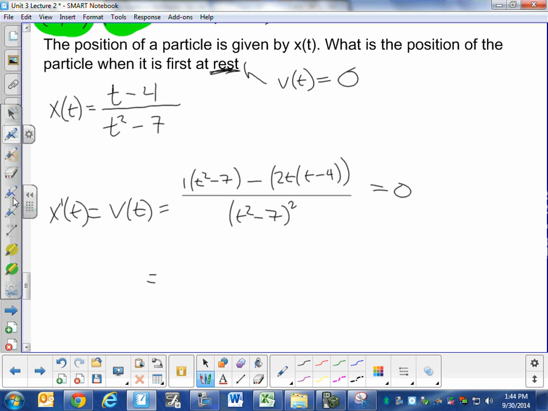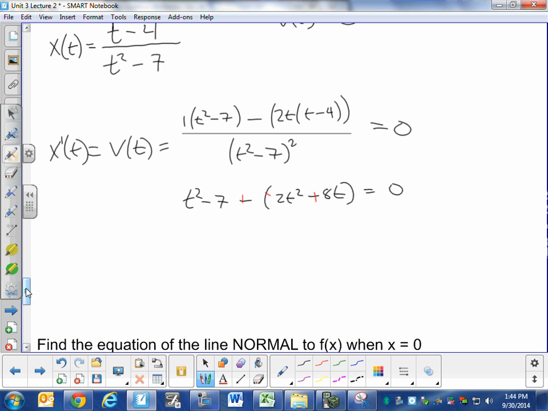So I get t squared minus 7 minus the quantity of 2t squared minus 8t after distributing. I'll distribute this negative. Then I will get negative t squared plus 8t minus 7 is equal to 0. I will factor out a negative, or multiply everything by a negative 1.